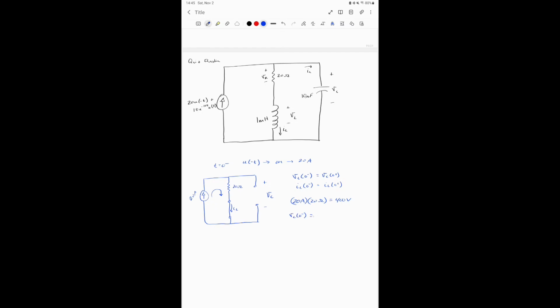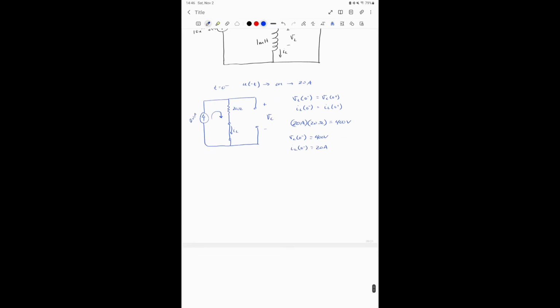So your VC of 0 minus is 400 volts. Your IL of 0 minus is 20 amps, and this is going in the same direction as the IL pointed out in our problem. So no negative there. This is still the positive side here, negative side here, so this is still positive 400 volts. Okay, moving on.